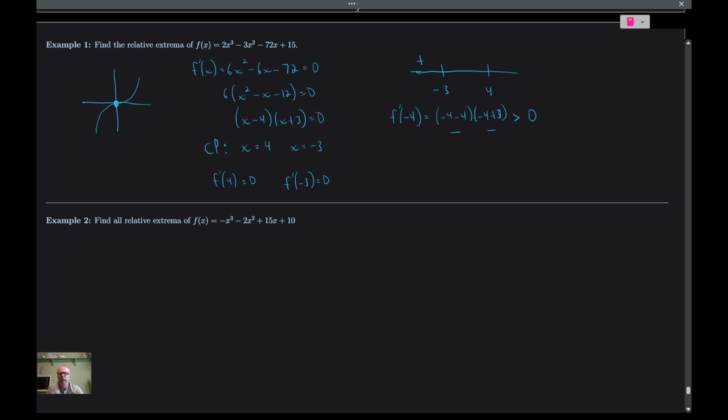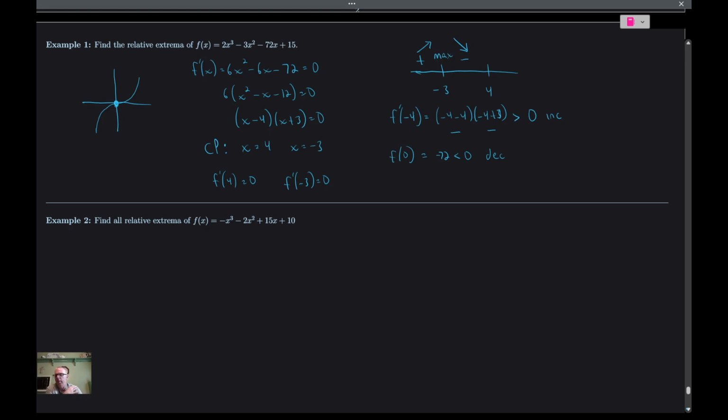Now let's plug in any number between -3 and 4. 0 is the easiest. And here we can plug this into the original derivative, and that would be -72. Oops, -72, that's less than 0. So here it's greater than 0, we're increasing. Here less than 0, we are decreasing. So what does that tell us? That tells us that we are increasing and we are decreasing. So this one will be a relative max.